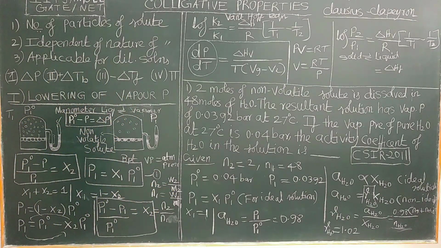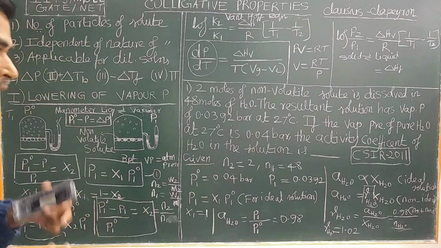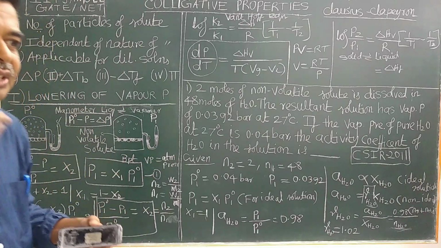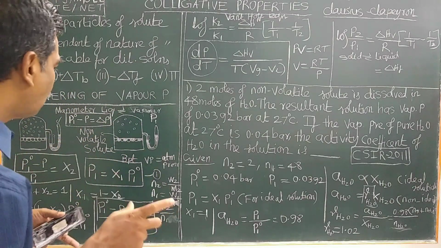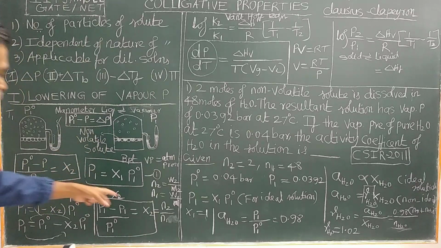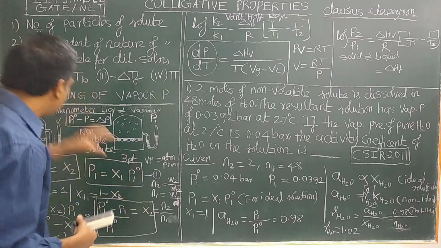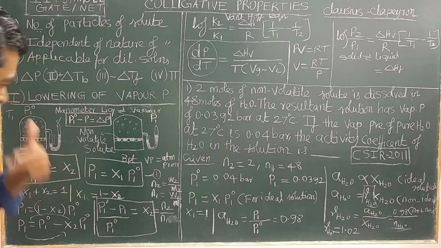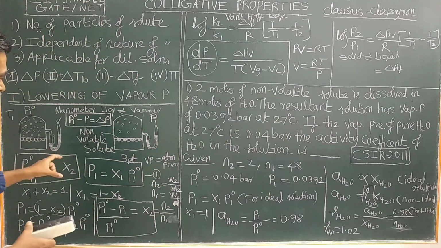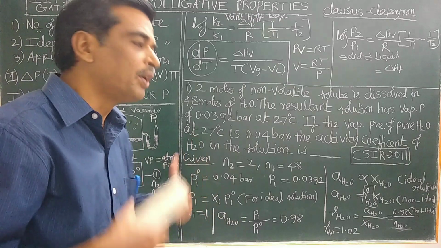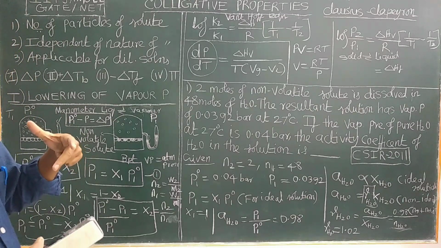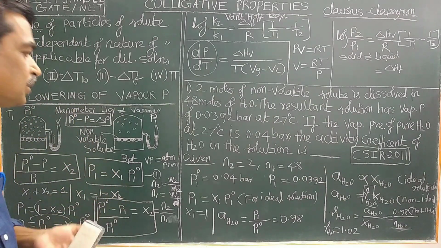We can calculate the molecular weight from the relative lowering of vapor pressure. What is the main application of colligative properties? We can determine the molar mass of the non-volatile solute. Also, if you know the molar mass, we can calculate the mole fraction and the lowering of vapor pressure. It is applicable only for solutes which do not undergo association or dissociation.